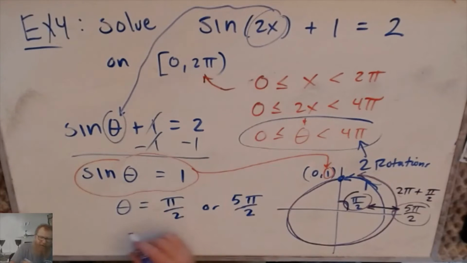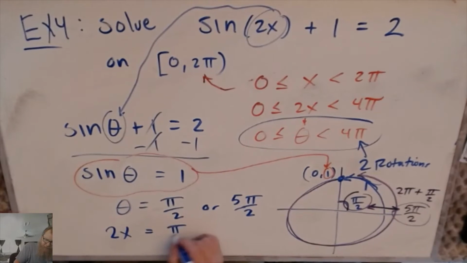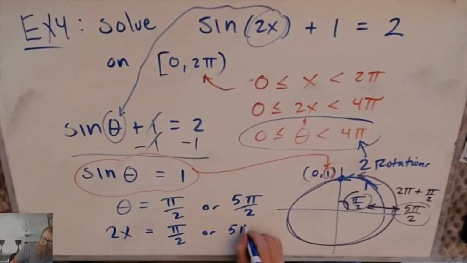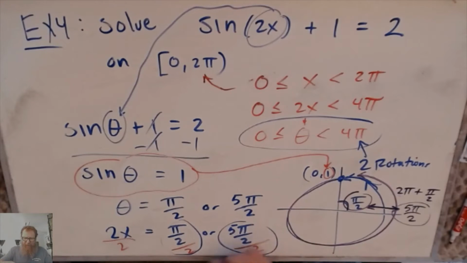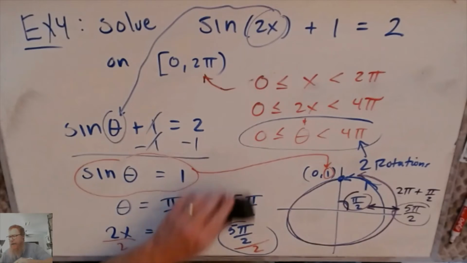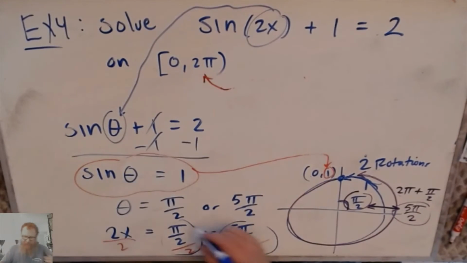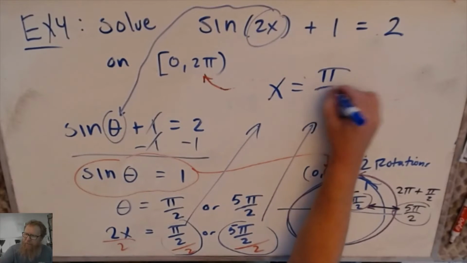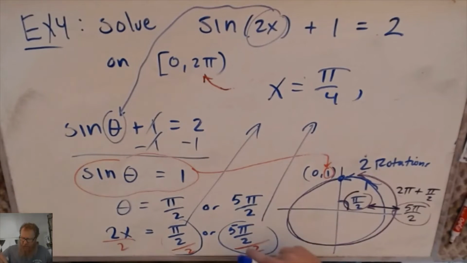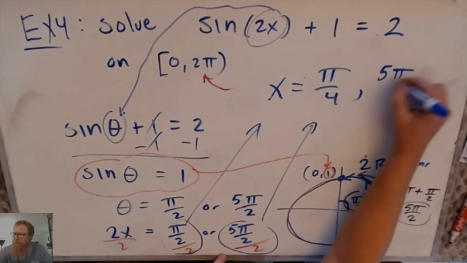I'm switching back to x. And then I'm going to divide everybody by 2. And that's it. Remember, when you divide by 2, it's the same as multiplying by a half. So your final answer is x is pi over 4 or 5 pi over 4.